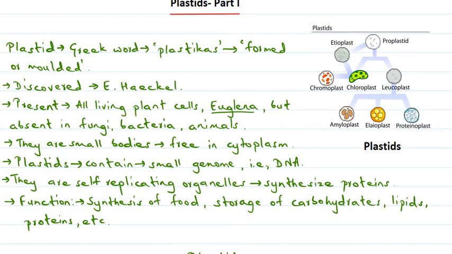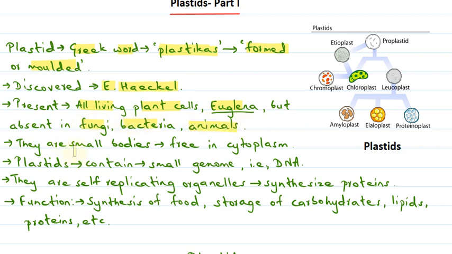So today we discussed plastids in detail. So now we know that the term plastid is derived from a Greek word, plastikas, and this Greek word plastikas means formed or molded. The organelle plastid was discovered by Ernst Haeckel, and these plastids are found in all living plant cells and in euglena, but they are absent in fungi, bacteria and animals.